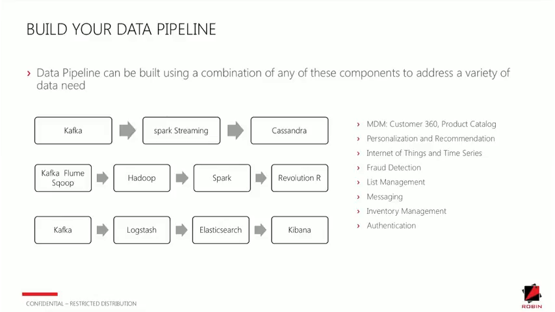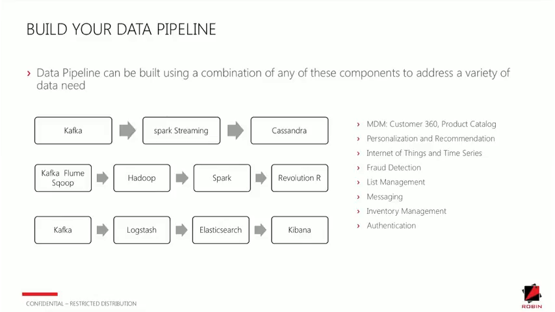Internet of Things is very important these days. List management, messaging, all these different use cases can have a different setup of their pipeline. So, as you can see on the screen, I could only show 3, but there can be numerous different permutations of these different softwares.